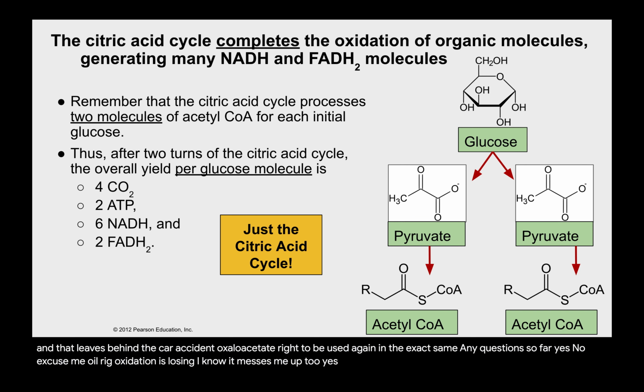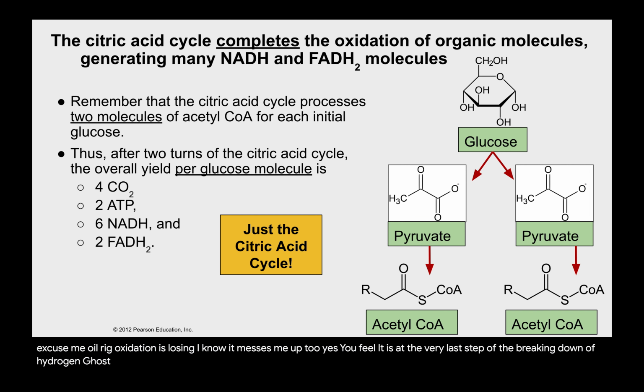The CoA. So the CoA leaves glucose. Yep. So the coenzyme A is added at the very last step of the breaking down of pyruvate, but then it's immediately released once it goes into the Krebs cycle. Right. Any other questions?